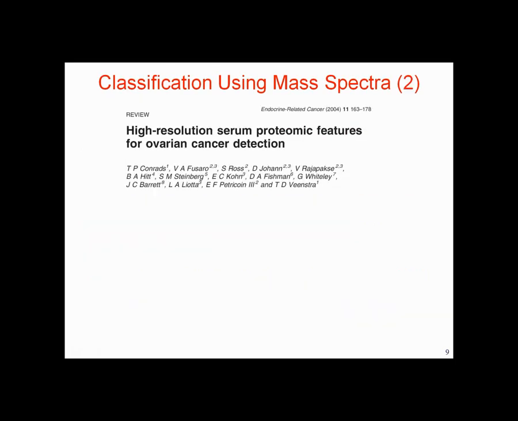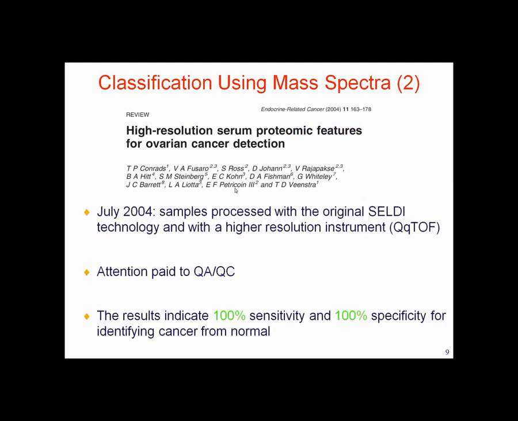Okay. Now, Conrads and colleagues, and you can see Petricoin also as a co-author of this paper, looked at this data in a bit more detail. They took these samples and processed them with a higher resolution instrument, the QQ-TOF machine. They especially paid attention to quality assurance and quality control, and this is commendable because, thanks to this feature of their publication, we can take a closer look at these results. And with these techniques and this processing, they actually improved the results which were shown in Lancet.